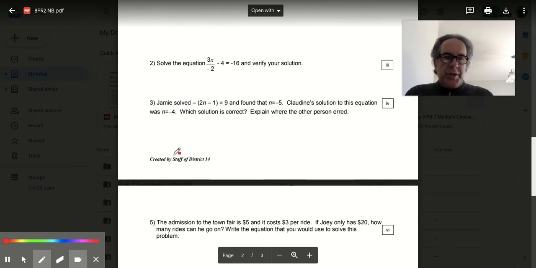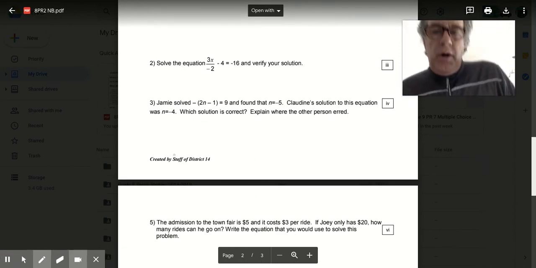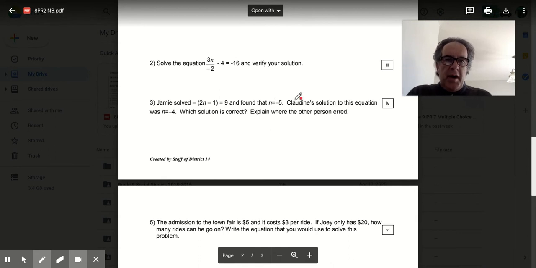And the last question that kind of messed people up was Jamie and Claudine's question here. So that extra little negative is a tricky one in there. It says that Jamie solved and found that n equals -5. Claudine's solution to this equation was n equals -4. Which solution is correct? Where did the other person err? So to start with, I'm just going to solve to see what I think the answer is.